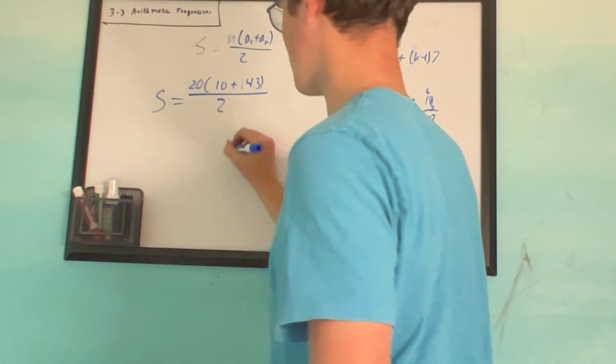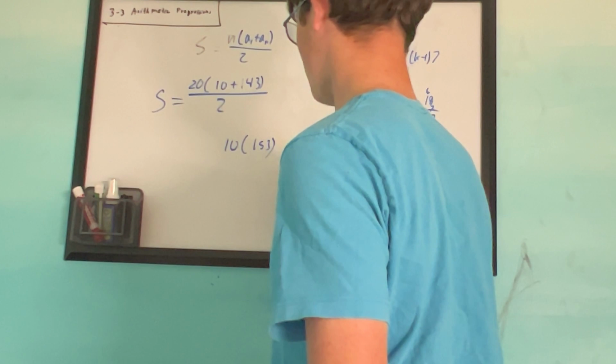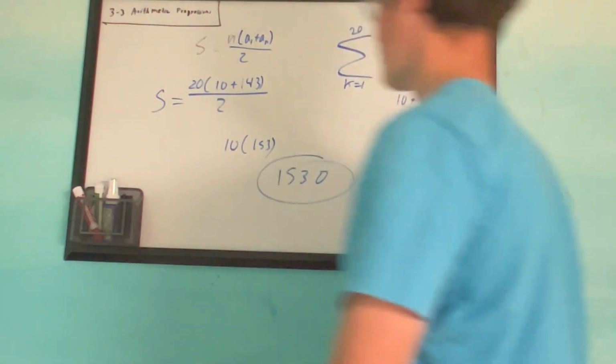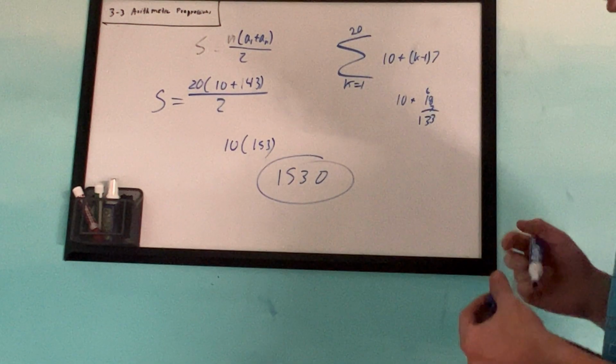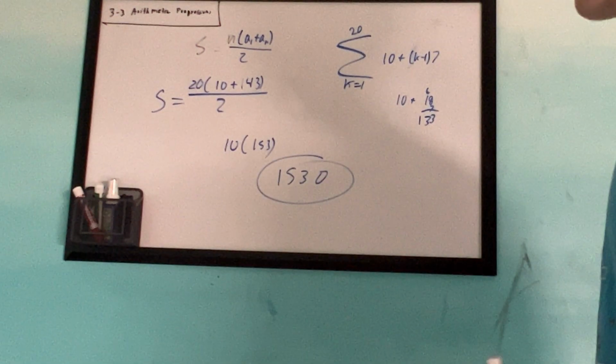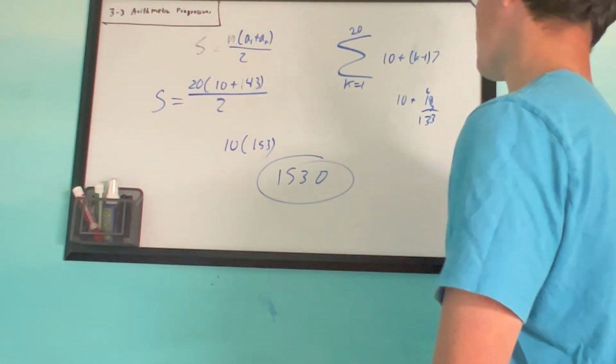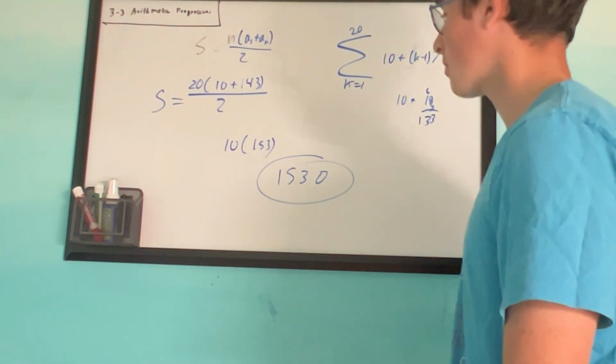So that means it'll be 10 times 153. Look how fast that was, instead of adding every independent term of the series. You can just do it in a few steps. And that should be it for the arithmetic progression section.